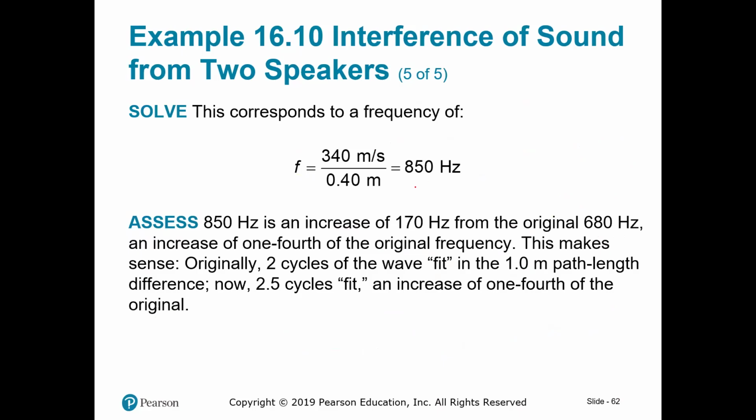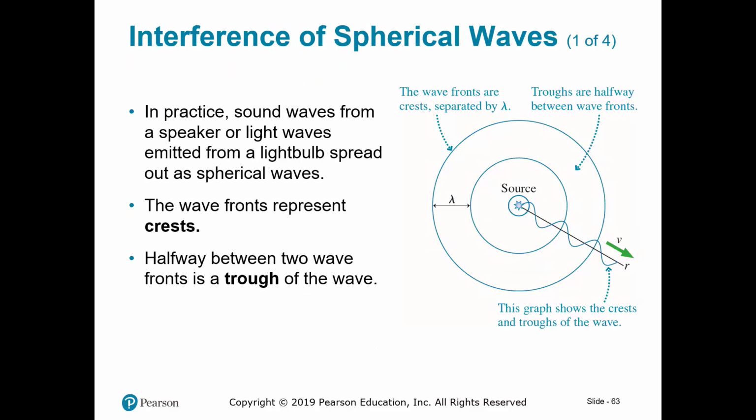So now you see the frequency is going to be 340 divided by 0.4, which will be 850 hertz, right? And here, so far we assume the sound wave travels along a straight line, right? But the attached question is, what if the sound wave travels in three-dimensional space? But the basic idea will be the same.